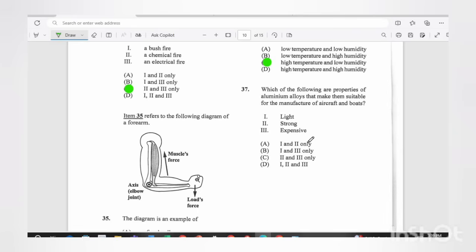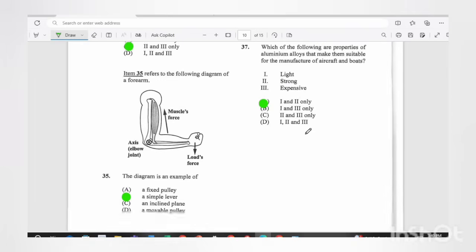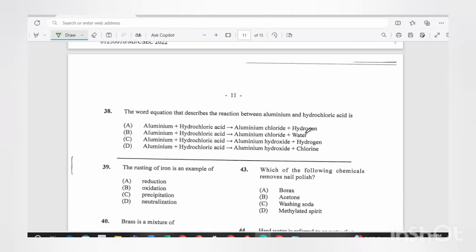Strong, and 3. Expensive. The answer there would be A. They're light and strong. Being expensive would not be an advantage.